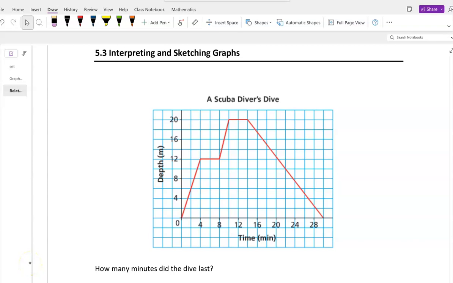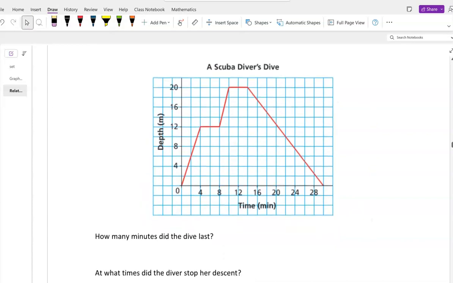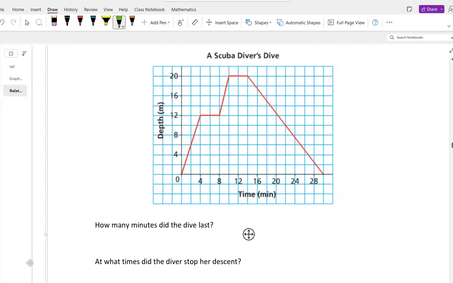In the next lesson, we're going to be talking about interpreting and sketching graphs. This is similar to what I showed you the other day, where I give you a scenario and you have to be able to graph what that scenario is. So here you're given a graph and we're supposed to describe what's going on. Okay, a couple things you should know.